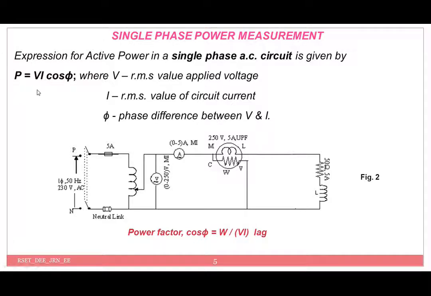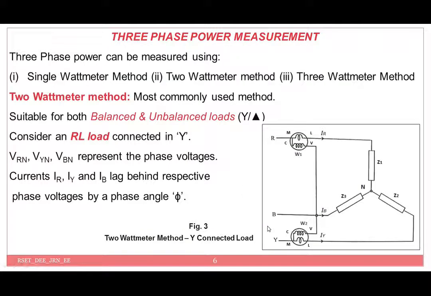And since the expression is P equal to VI cos phi, how can power factor be computed? Power factor cos phi is equal to W, which is your active power, the wattmeter reading, divided by voltmeter reading and current. And being an RL load, power factor is incomplete without the term lag, so we add the term lag. Now we are going into the details of three-phase power measurement.